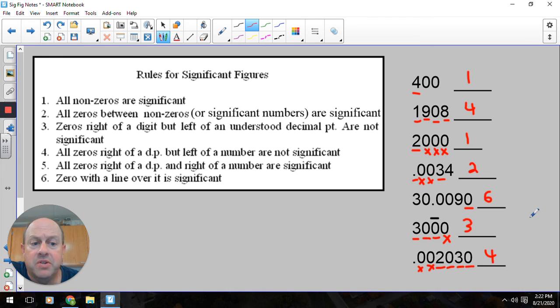So that's how we determine if numbers have significant figures and how many they do have. And later we'll do some simple division and multiplication and addition and subtraction.